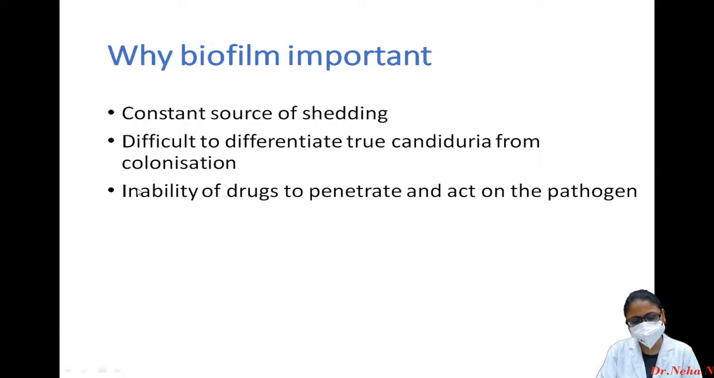And the second thing is that if a patient has a biofilm formed in the catheter, the drugs which are given to act on the cells will not penetrate the biofilm and will not act on the pathogen. So the patient is not going to respond to treatment.